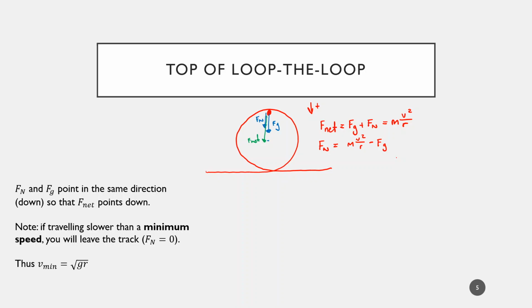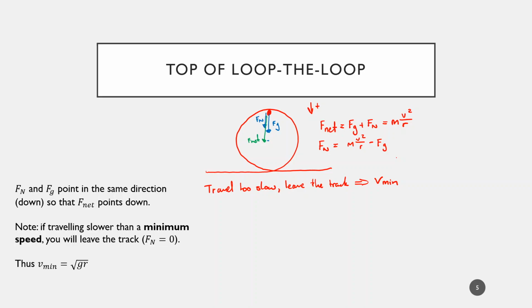Now, you've got to try and imagine the situation. If you're going too slowly, what's going to happen is you're going to go up the side of the ramp and then just sort of fall over and hit the ground. So if you travel too slow, you leave the track. Just like in the previous situation, if you're going too fast, you leave the track. In this situation, it implies that there is some minimum speed that you need to be traveling to make it all the way around. Otherwise, if you're traveling less than that speed, you'll leave the track.